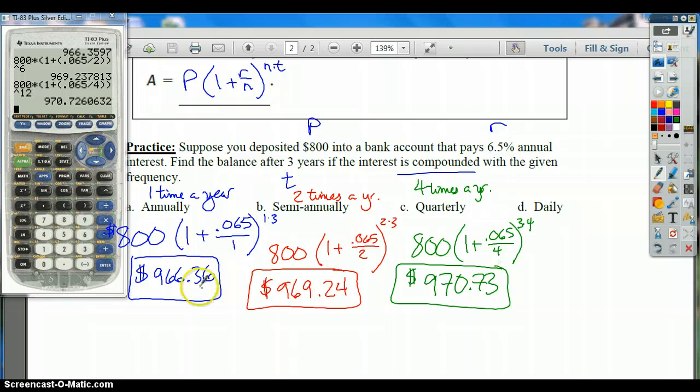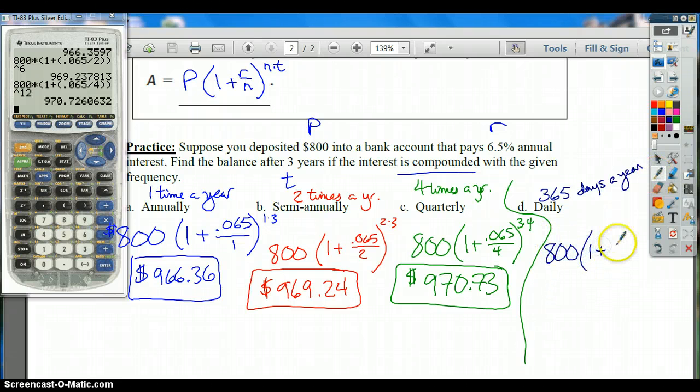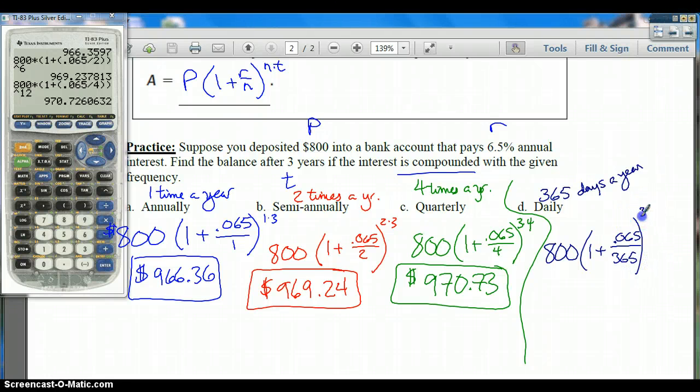So the trend continued. It went up from annually to semi-annually, and quarterly it still went up. Now daily, the last one here. How many days are in a year? 365 days a year. This should be interesting. $800 times quantity 1 plus 0.065 over 365, and this is going to be raised to 365 times 3. So you still multiply by 3 years in that exponent.